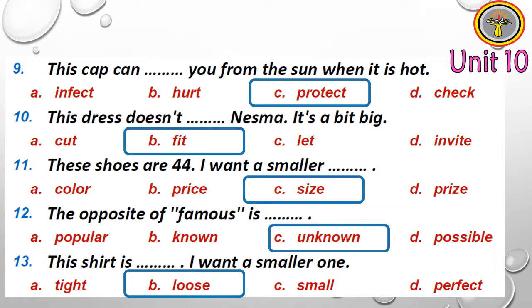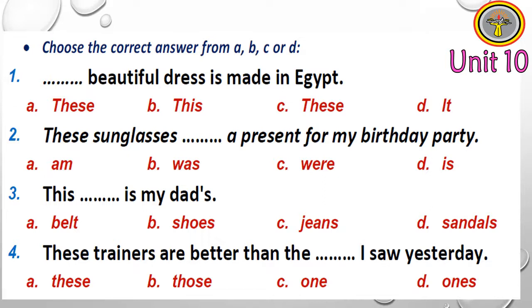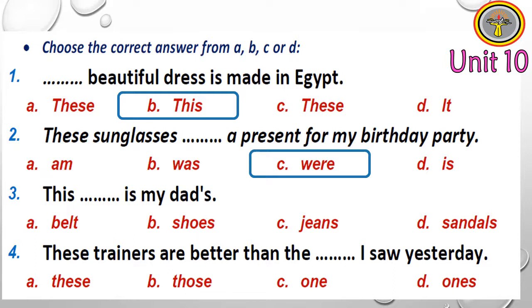Choose the correct answer from A, B, C, or D. Number 1. Space beautiful dress is made in Egypt. This. Number 2, these sunglasses space a present for my birthday party. Of course, the correct answer is where. Number 3, this space is my dad's. The correct answer is built.